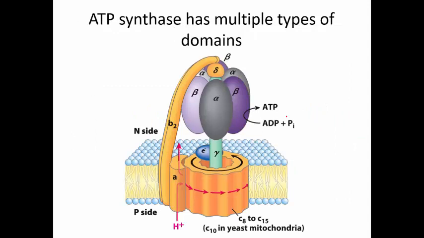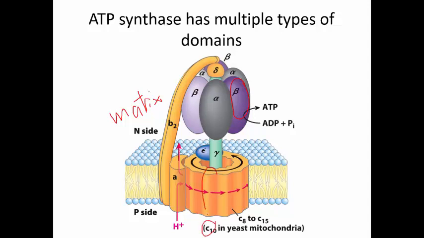The ones I want to call your attention to is the beta domain out here, and this is on the N side, which remember is the inside. This is the matrix side of the mitochondria. And so this has 3 beta domains interspersed with alpha domains, but the beta domain is where the actual reaction happens. And then the other thing I want to call your attention to is the C domains.